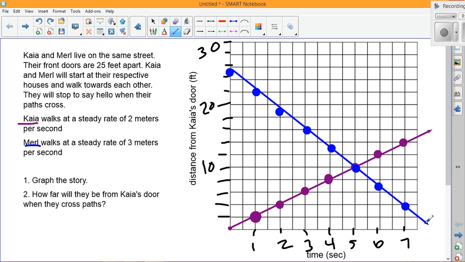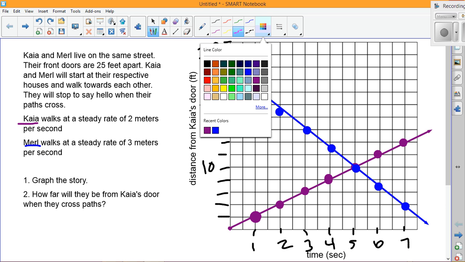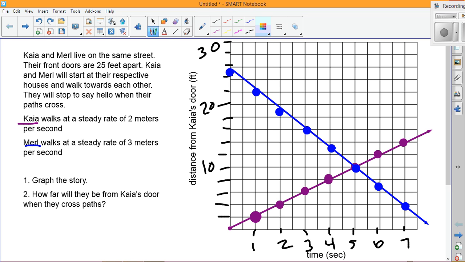And we can answer the question, how far will they be from Kaya's door when the paths cross, by following over to the y-axis from the point, and you will see that at 5 seconds, they will be 10 feet from Kaya's door.